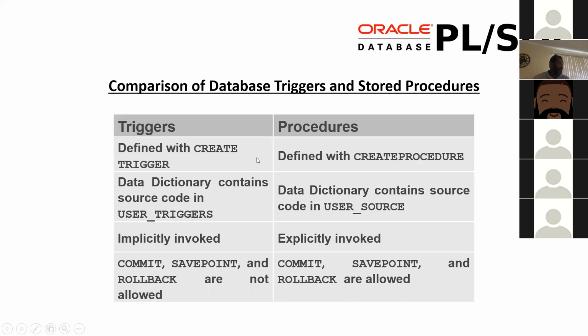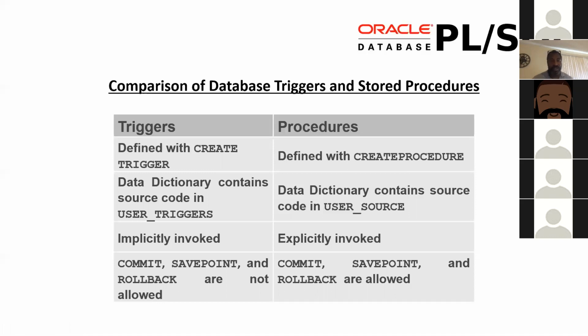All right. So a quick comparison of database triggers to stored procedures. Triggers are defined with create trigger, and you can read through these right quickly. Procedures are created with create procedure, obviously. For triggers, the data dictionary contains source code. For procedures, the data dictionary contains code and user source. User triggers is just defining where the triggers are stored versus the stored procedures.